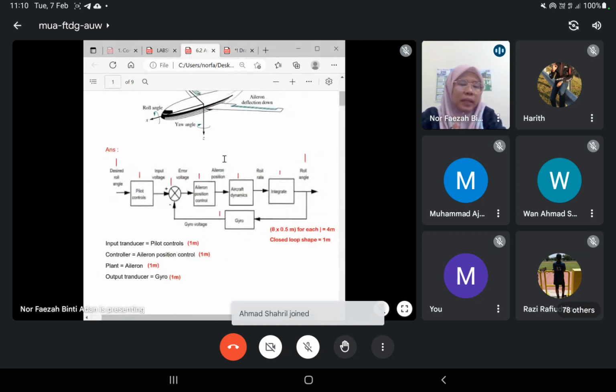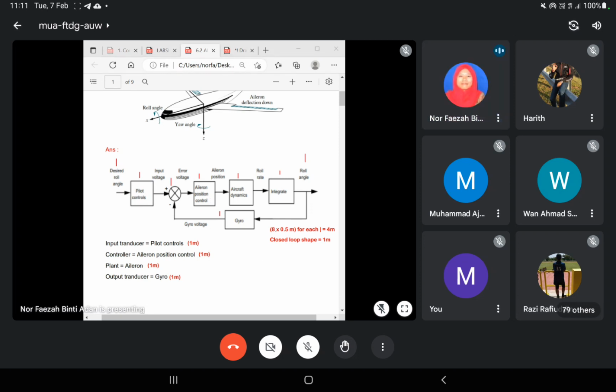Okay, so this is a complete block diagram of your system. You can do it a different way, tapi kita go through dulu this first solution. Okay, there are ways to draw it. Okay, so first kali, what is your input? In this case, it mentions that it wants a roll angle rate ataupun a desired roll angle, and then you have a transducer. Boleh tulis transducer or pilot controls. And then it goes to a summing junction. Out of the summing junction, aileron position control, or you can put it down as controller.